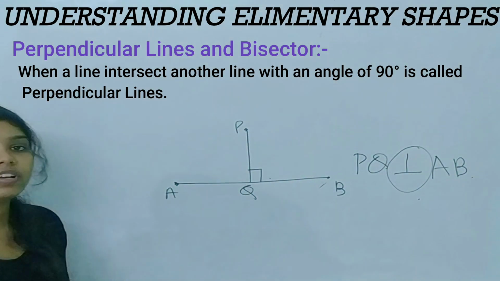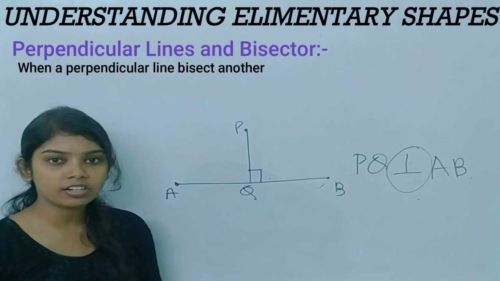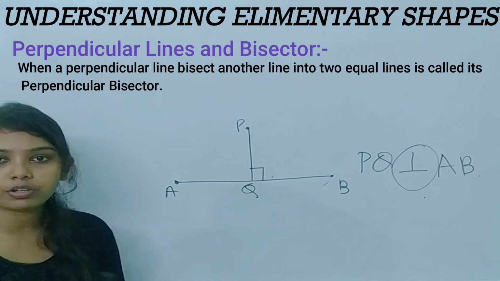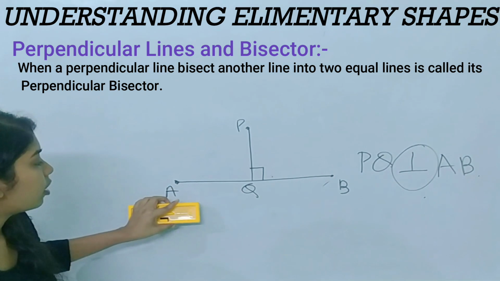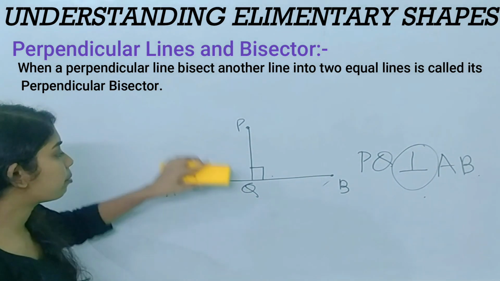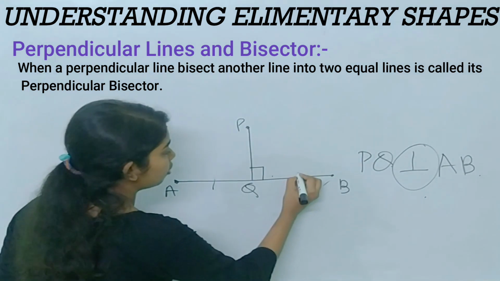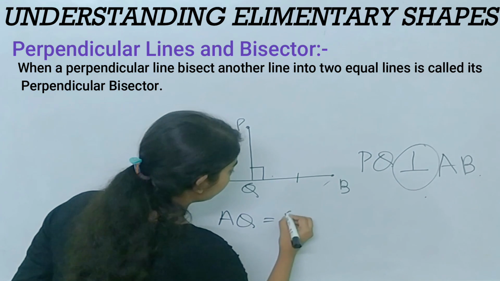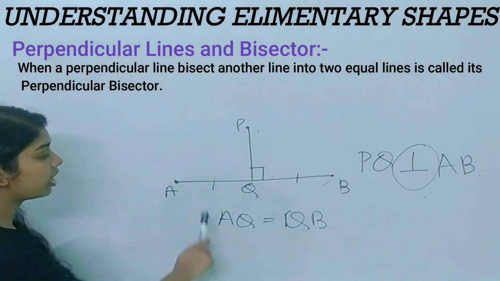Alright, now we will learn what a perpendicular bisector is. When a perpendicular line divides another line into two equal parts, it becomes a perpendicular bisector. Here AB is a given line and PQ is perpendicular to AB. If AQ equals QB, then PQ is the perpendicular bisector of AB.